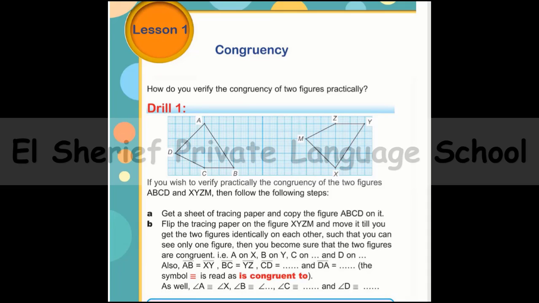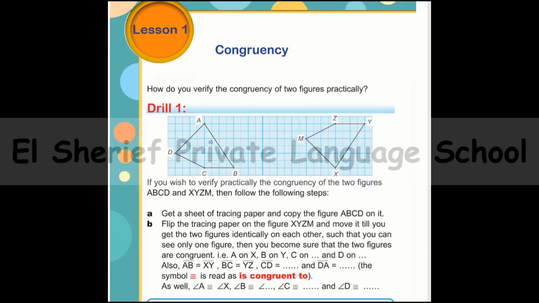We make a revision about what we studied in grade 4, second term. The first lesson we studied is congruence. What's the meaning of congruence?